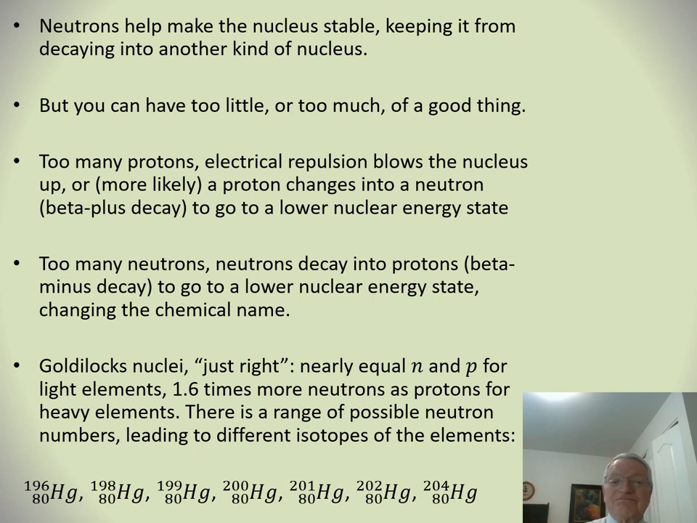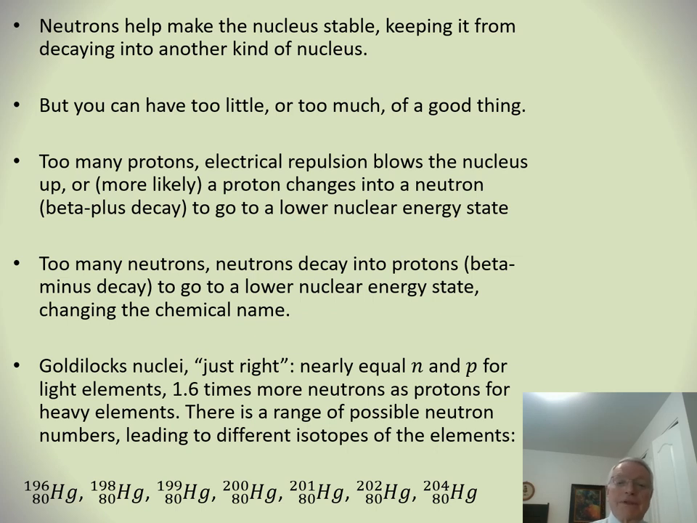So for Goldilocks nuclei, the ones that are just right, they have nearly equal numbers of protons and neutrons at the bottom end of the periodic table. And when you get up to the heavy elements, you need more neutrons to stabilize the nucleus. And so I guess they'd be at more like 1.6 times more neutrons than protons in the heavy elements.